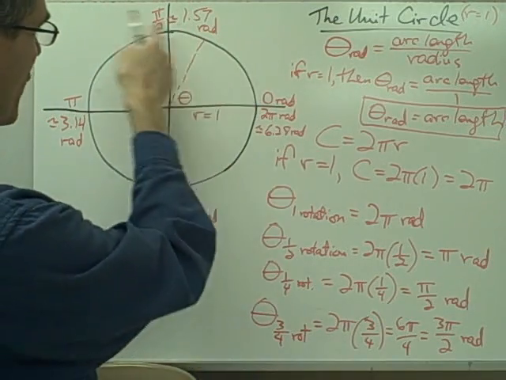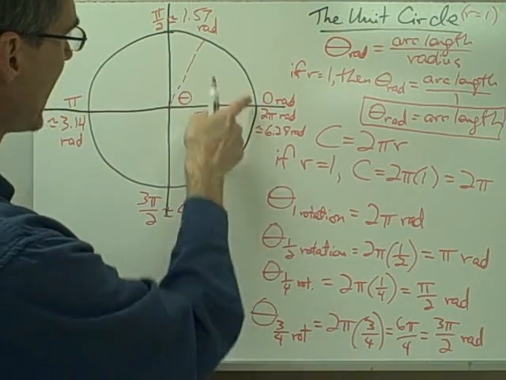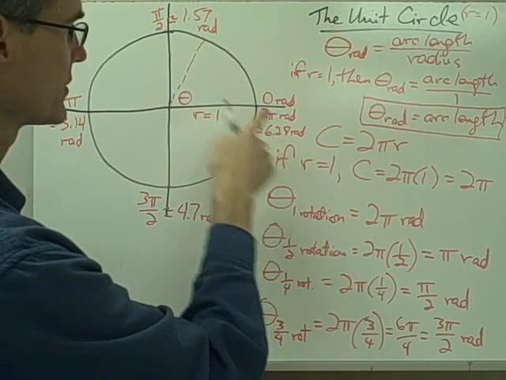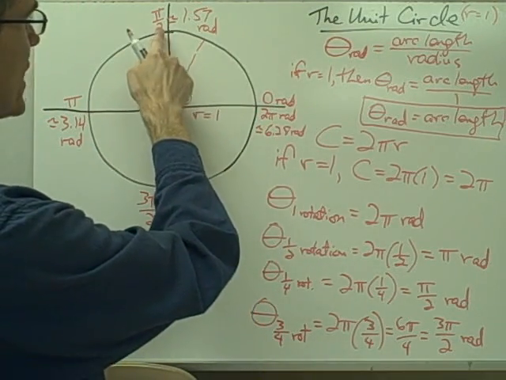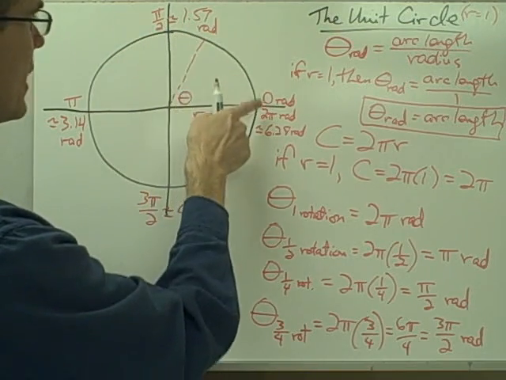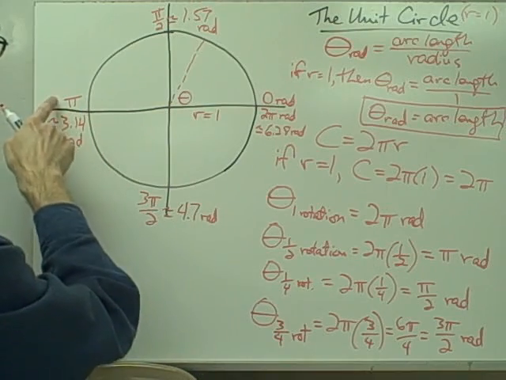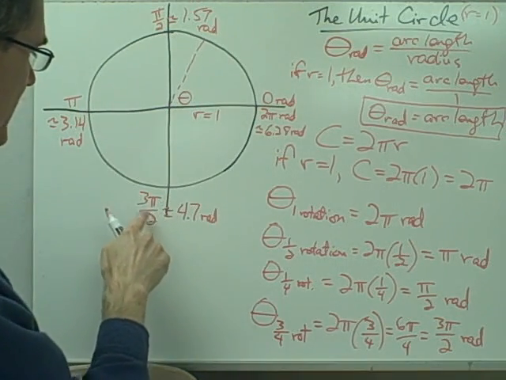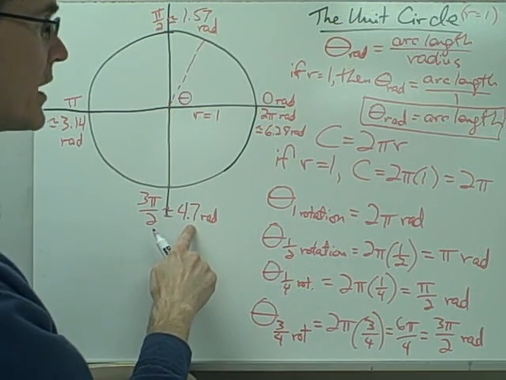If I go 1 full rotation around the unit circle, I know that the angular measure is going to be 2 pi radians, or 6.28 radians. If I go a fourth of a rotation, I've got pi over 2 radians, 1.57 radians. If I go a half a rotation, that's pi, or 3.14 radians. If I go 3/4 of the way, that's 3 pi over 2, or 4.7 radians.